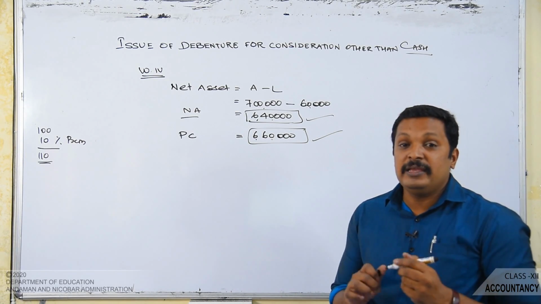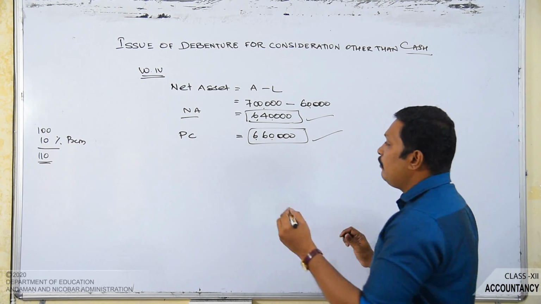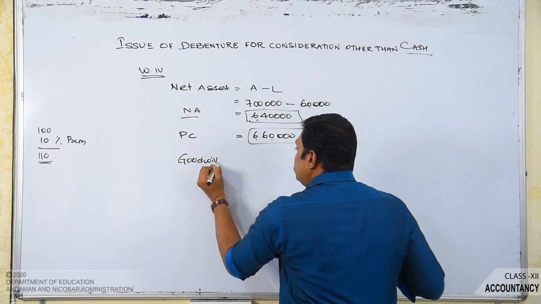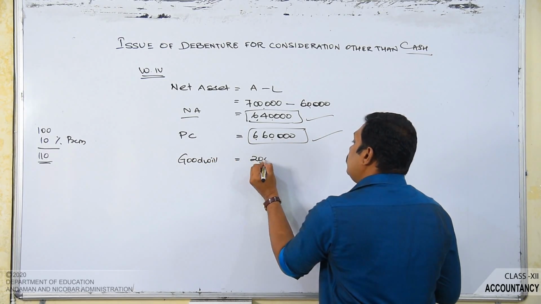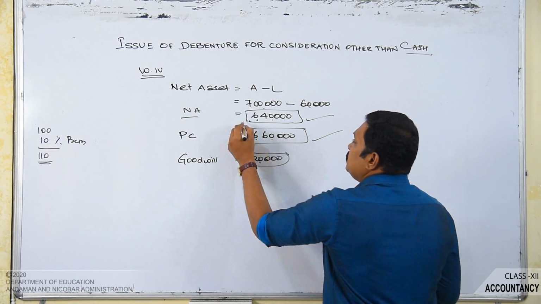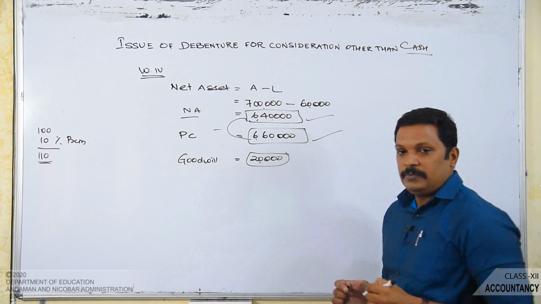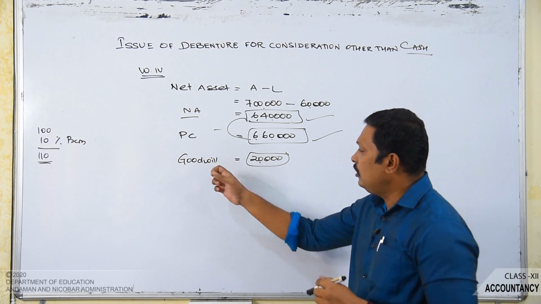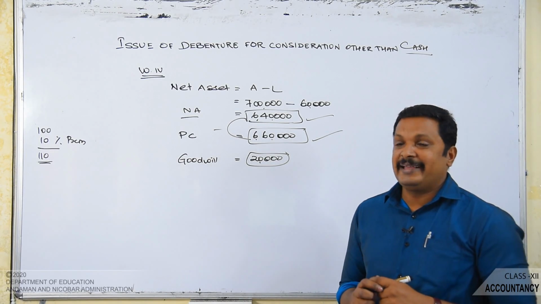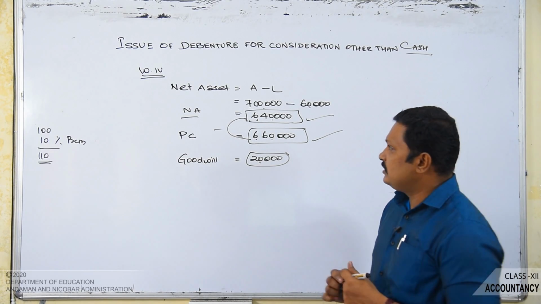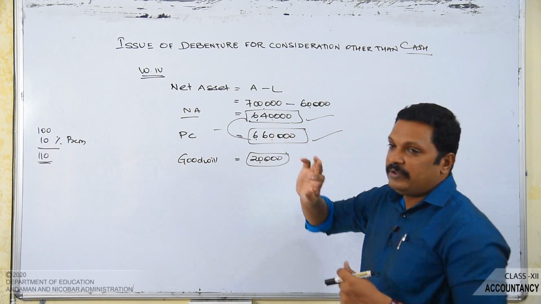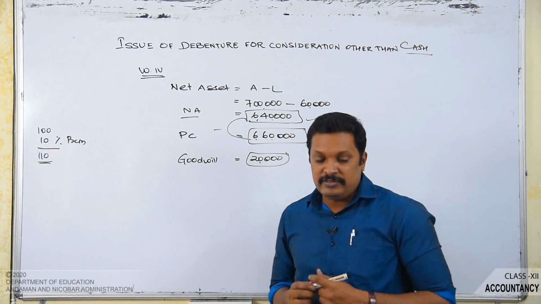It means that we are paying an extra amount. The extra amount is termed as goodwill. We are paying 20,000 for goodwill. How do we get the amount? We just deduct. We are paying more than the net asset, that's why the term is called goodwill. In the question, net asset is given and PC is given. We just deduct it and derive the value of goodwill.